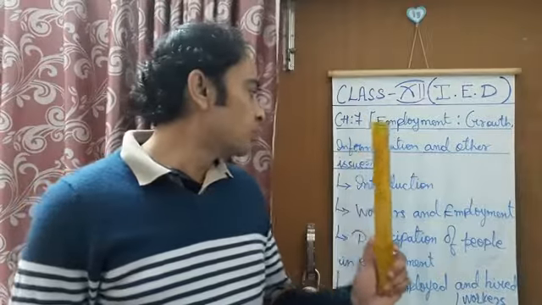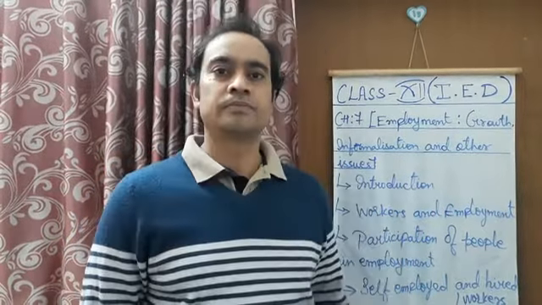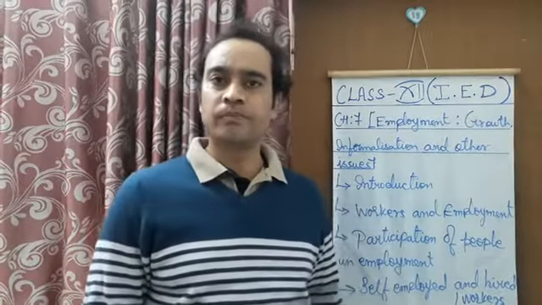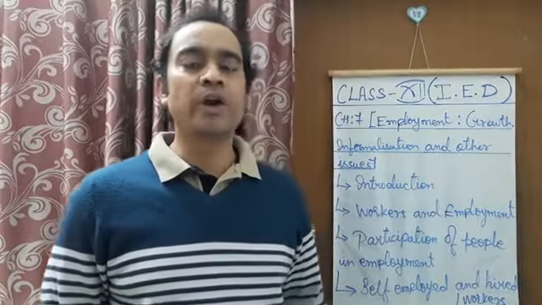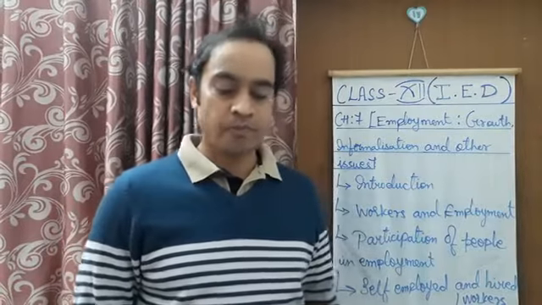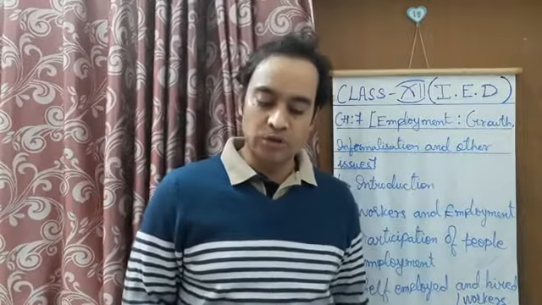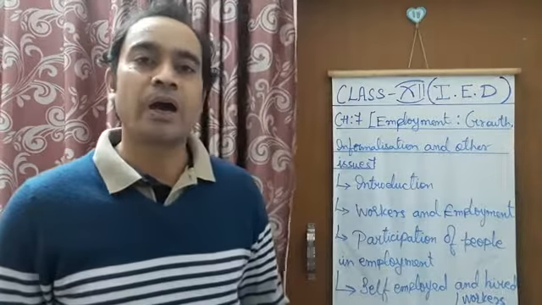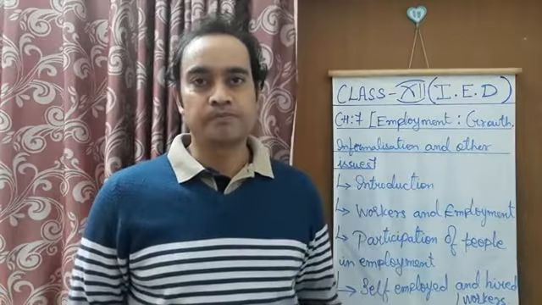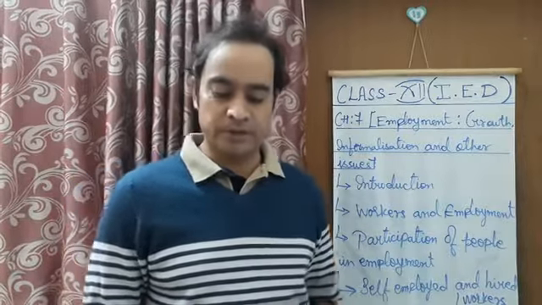And after this, let's move on to our next topic, workers and employment. So what is employment and who is a worker? For example, when a farmer is working on a field, then he or she is producing food grains and raw materials for industries, because most of the agro-based industries are dependent on agriculture for getting raw material. So these farmers may be producing food grains or raw material for industries.